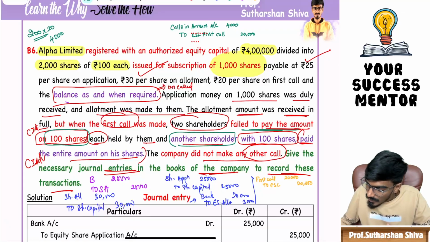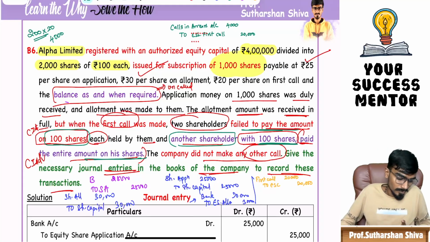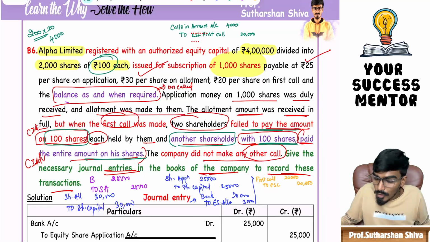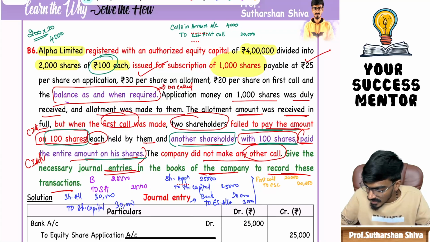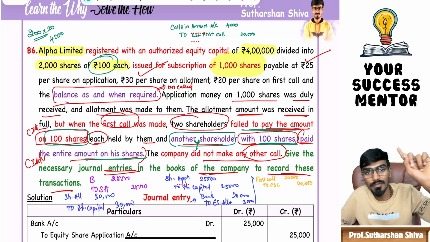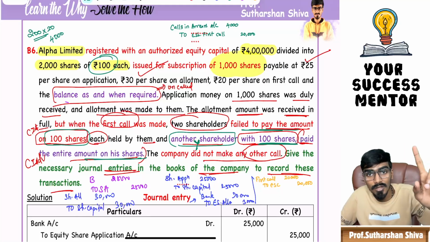Now what has happened next? Another shareholder with 100 shares paid the entire amount on his shares. See, already 100 rupee. Those who are paying voluntarily, we take another shareholder as Y. That Y already paid application money 25, already paid allotment money 30, and is also ready to pay 20 rupees as first call, because the first call entry we already passed. Correct? So what is the excess required?